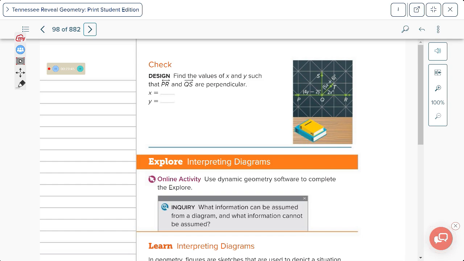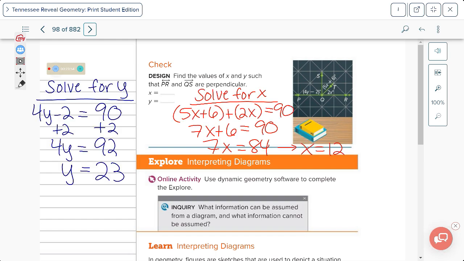Okay, on to the next page. Try the check on your own. Pause this video. It's very similar, guys. Make sure to set things equal to 90 and solve. We'll see how you do.